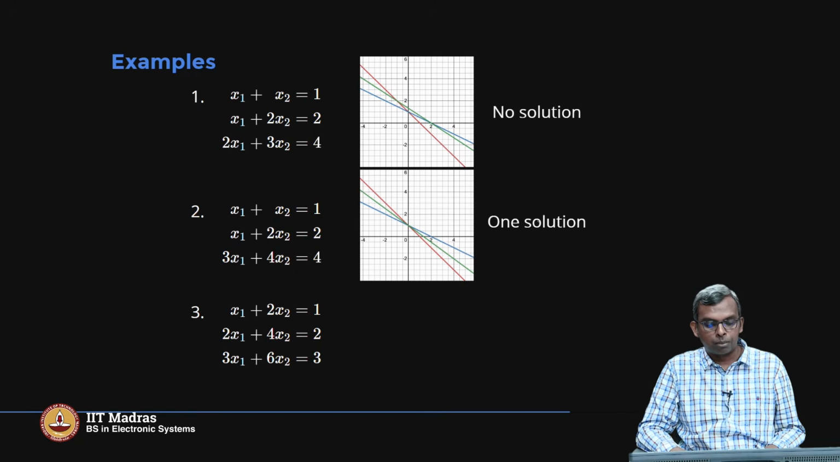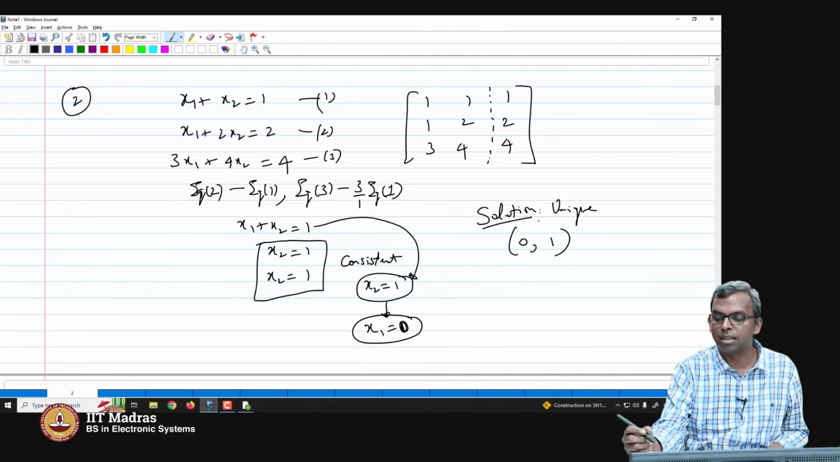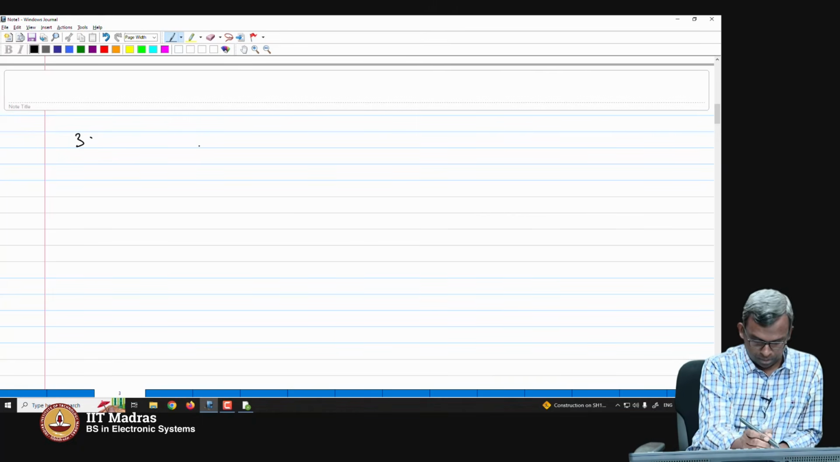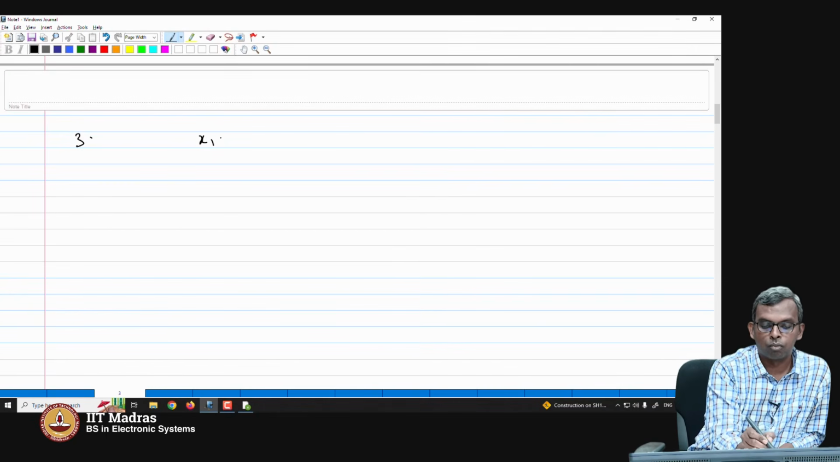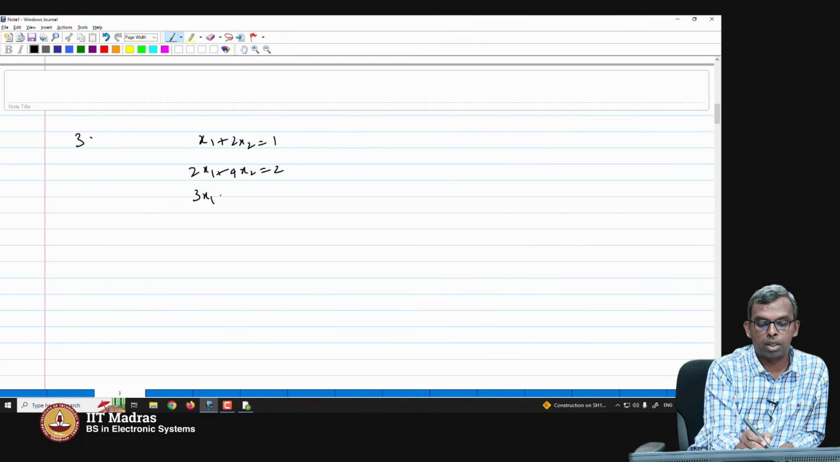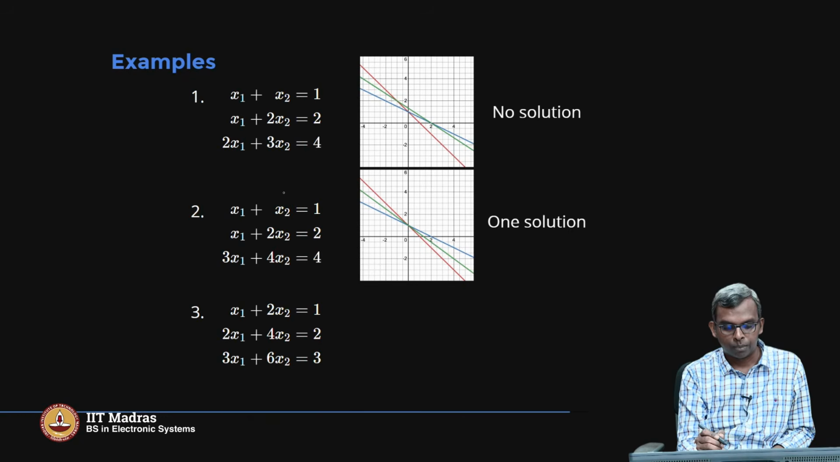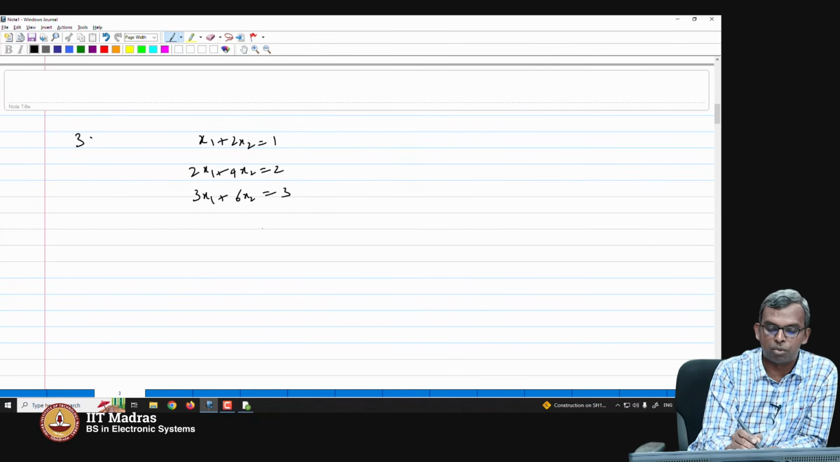The third one is very simple again, but let's go through that because it illustrates another situation that can happen. Again, you have x1 plus 2x2 equals 1, 2x1 plus 4x2 equals 2, and then 3x1 plus 6x2 equals 3. I think these are the three equations. Let's just blindly follow our elimination method. Maybe you've seen this before, or maybe you can quickly see what's going to happen here.